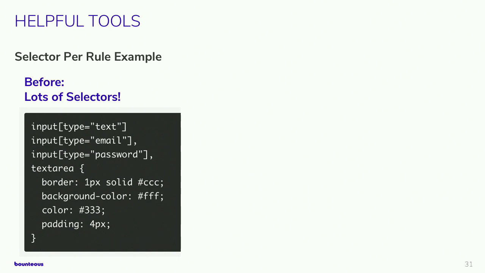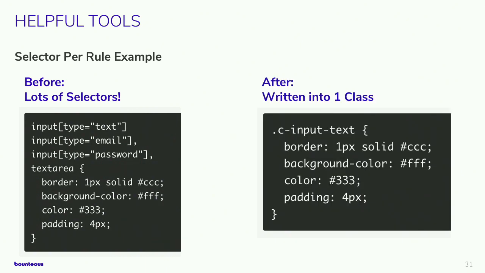This is a great opportunity to write just one CSS class to reduce the number of selectors. So now, if we write this as C for component, input text, and put all the styling in there, now we don't have to just keep adding the markup styling to it. We just add a CSS class to all the form elements right from the start. So it's a great way to reduce that kind of complexity.